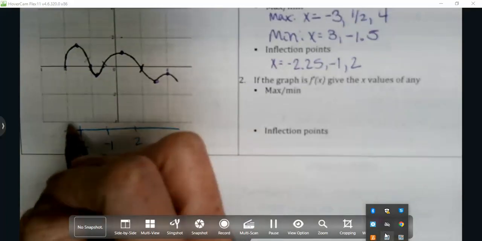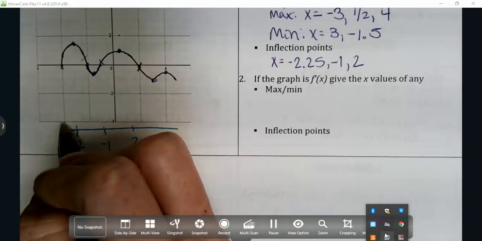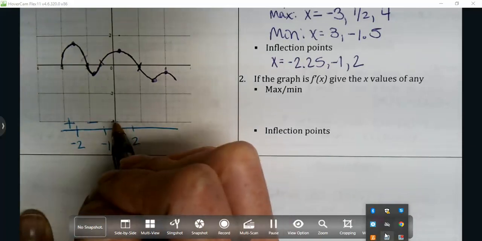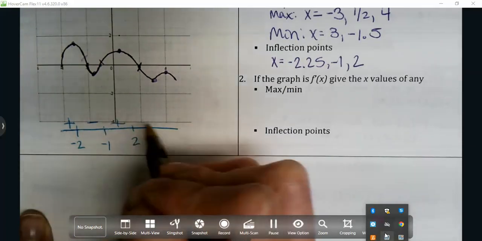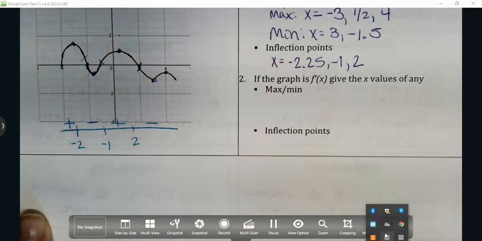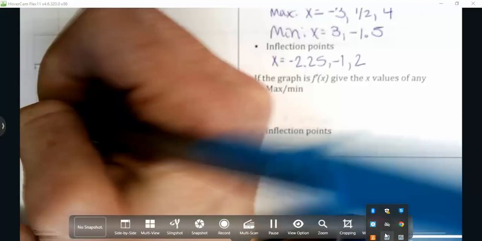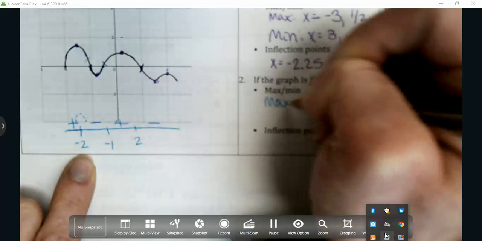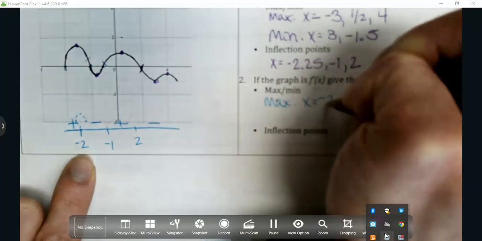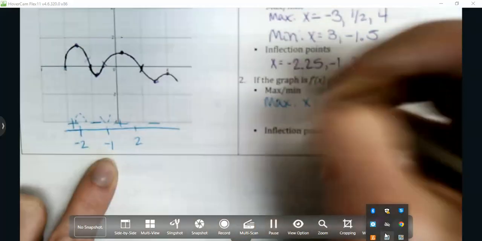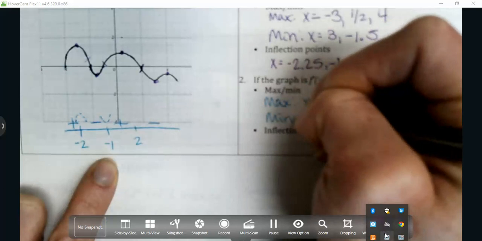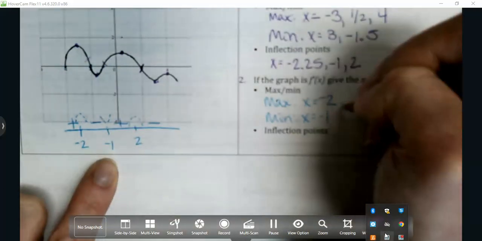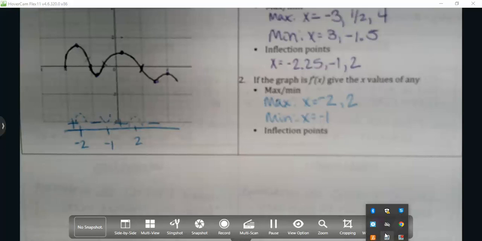Before -2, our graph was positive. Between -2 and -1, negative. Between -1 and 2, positive. And after 2, negative. All right, so we have -2, we go from increasing to decreasing, so that would be a max. -1, decreasing to increasing, so that would be a min. At 2, increasing to decreasing would be a max.